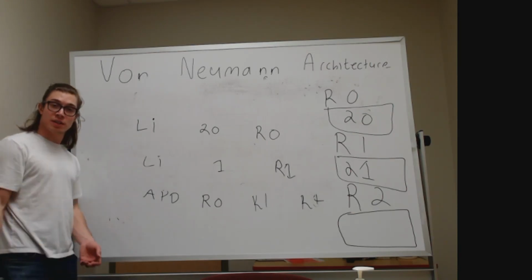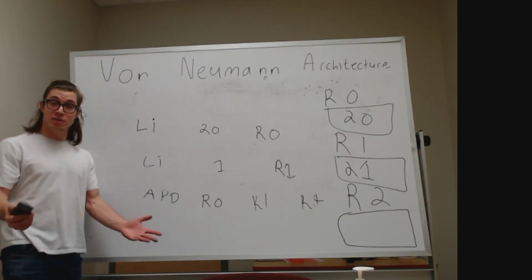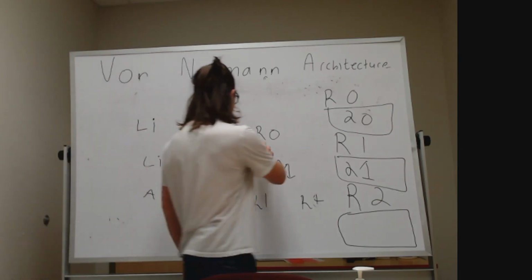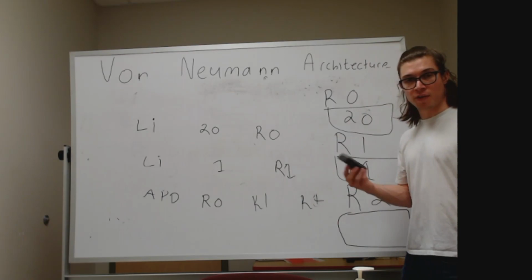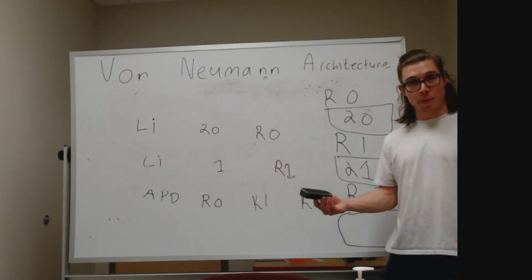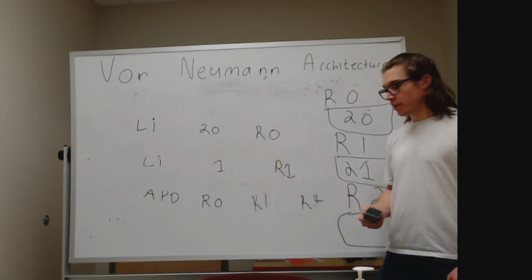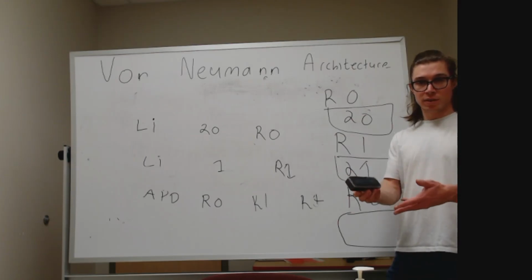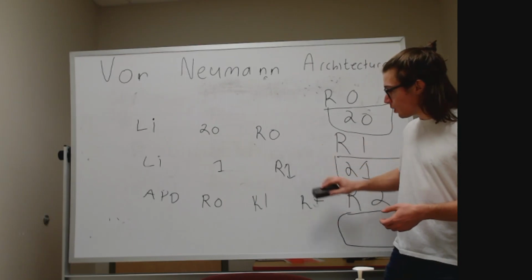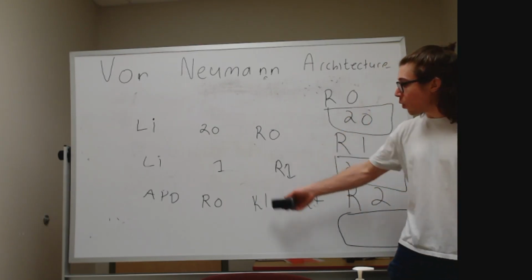So this is an example of our assembly code. Li is shorthand for 8. 20 is shorthand for writing out 20 in binary. And R0 is shorthand for writing out the 5 zeros to mean register 0. Li again, shorthand for 8, the opcode for a load immediate or load integer. And 1, shorthand for the immediate number 1, which is 9 zeros followed by 1. And then register 1 is short for 0001, or register 1. So on and so forth.